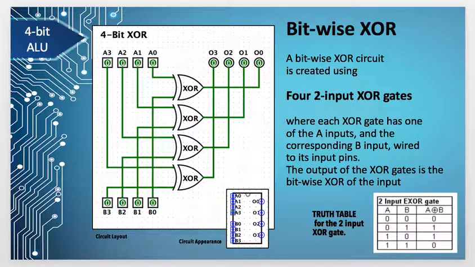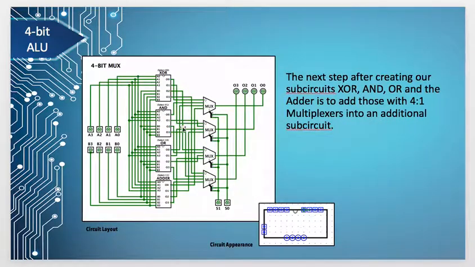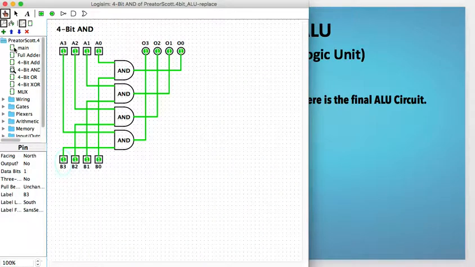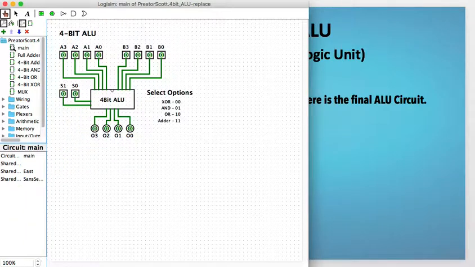Once we have all of these subcircuits created, we can take them and put them into a 4-bit mux. Add our 4-to-1 multiplexers and involve our 2 selector bits to select which one of these 4 functions will be used when we want to do these 2 inputs. Now let's go to the main. This is what our 4-bit ALU will look like in our main circuit. Let's go back to Logisim and go to our main.